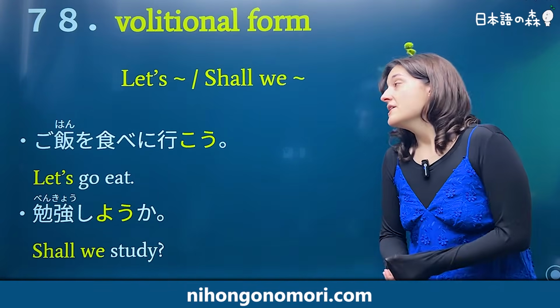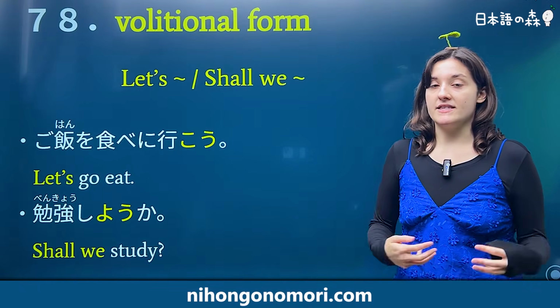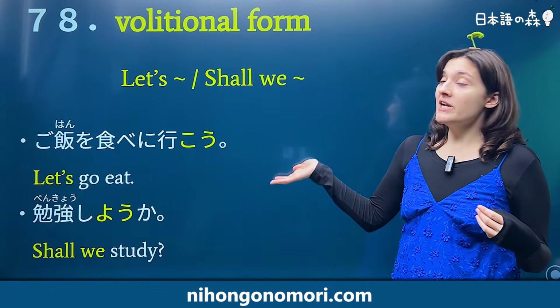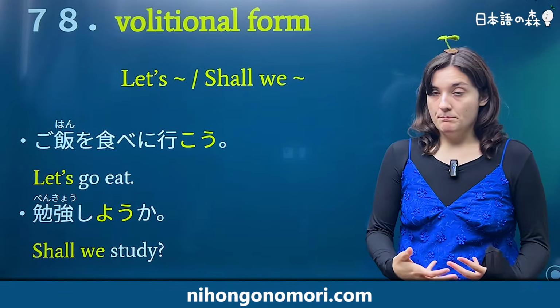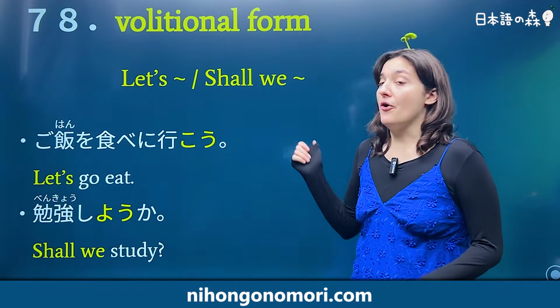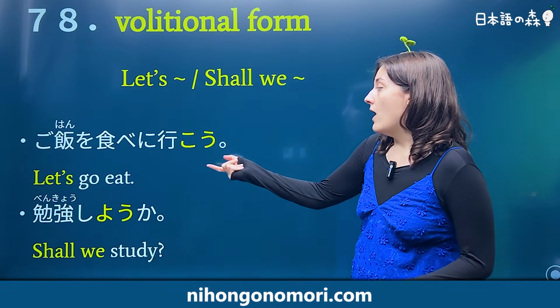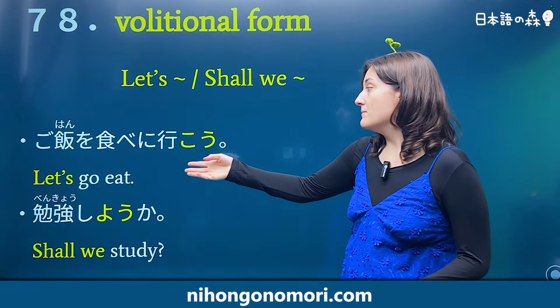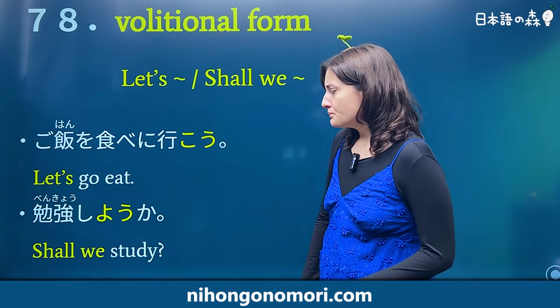Volitional form. So this is let's or shall we do something. It's expressing will. Now, we've already seen this with ましょう, but now we're going to talk about the short form. ご飯を食べに行こう. Let's go eat, right? We're expressing our will to go eat. Now, because this is a group one verb, it becomes 行こう, right? It goes to O sound.